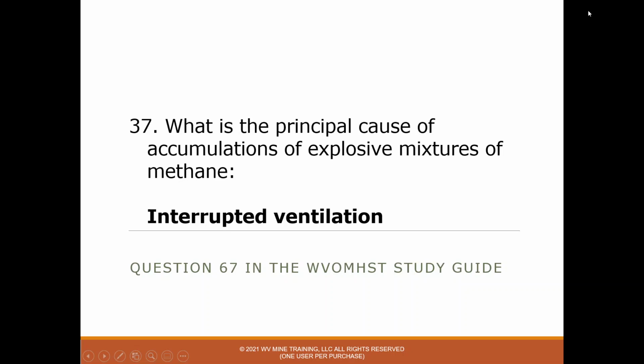Question 37, what's the principal cause of accumulations of explosive mixtures of methane? And the answer is interrupted ventilation. So we have a very good ventilation plan at our mine, and we hang curtains and we build stoppings and we make the air flow where we want it to, and it dilutes the methane gas, and we do a very good job of that. And that system works almost always, but sometimes that can get interrupted. A curtain could get torn down, a stopping could get crushed out, something like that, and the ventilation system gets interrupted, which could cause methane gas to build up.